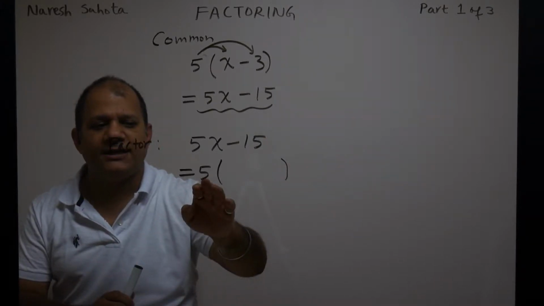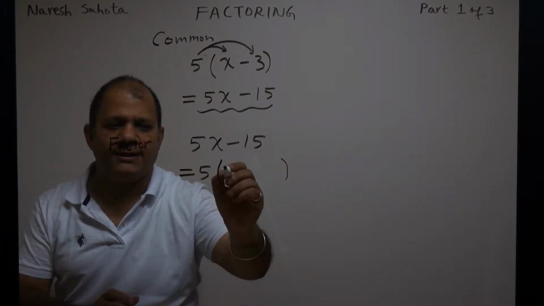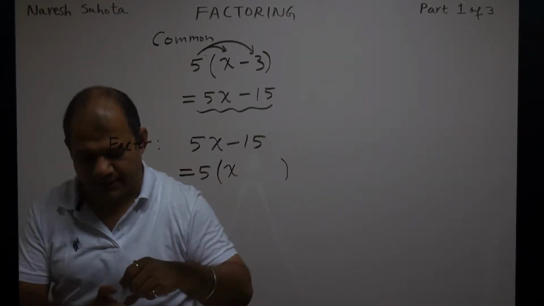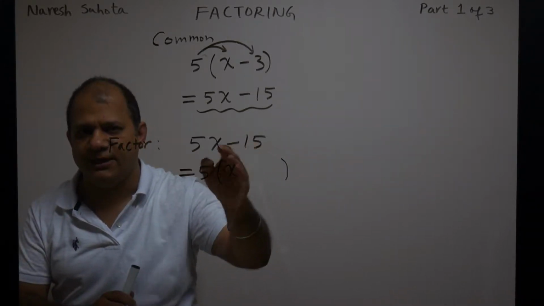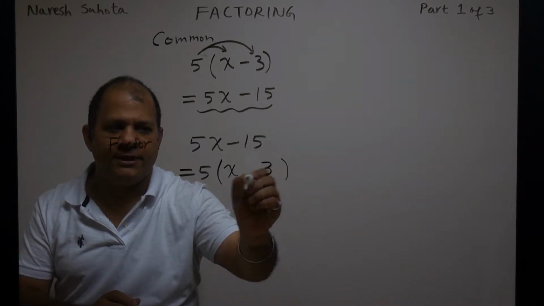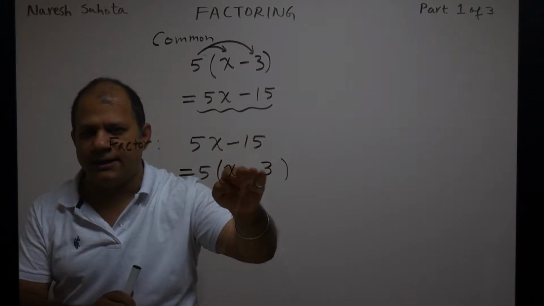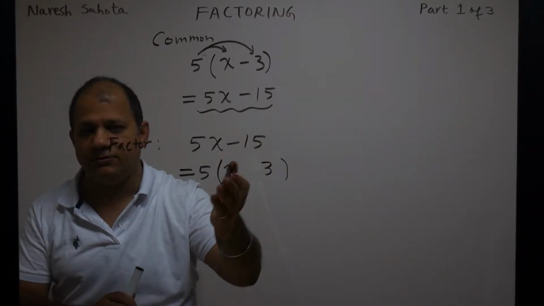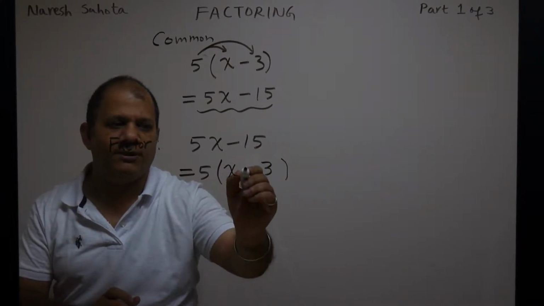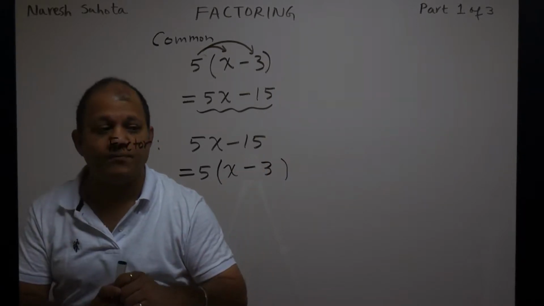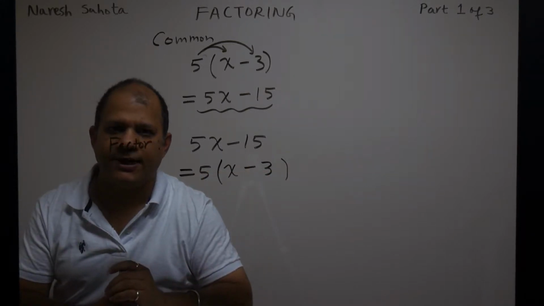Now you can ask yourself, 5 times what will give me 5x? That answer we know is x. We can do this in our head. 5 times x gives me 5x. Now 5 times what will give me 15? That number is going to be 3, right? 5 times 3 will give me 15. And then you need to decide on the sign here, whether it's going to be positive or negative. We want negative 15. So 5 times negative 3 will give us negative 15. So that is negative 3. So 5 is one factor and x minus 3 is the other factor.